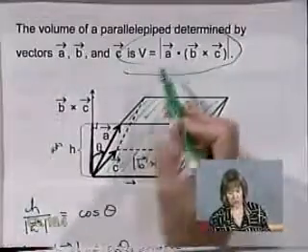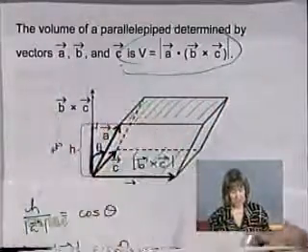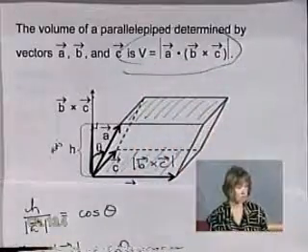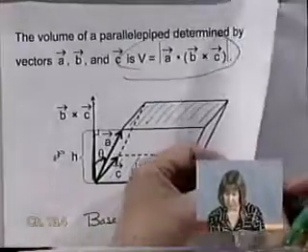So if you have a box, which is called a parallelepiped, determined by three vectors, the volume of that box is equal to one vector dotted with the cross product of the other two. Definitely put that on your cheat sheet. Okay, so let's just look at one more problem, and then I think we can call it a day.